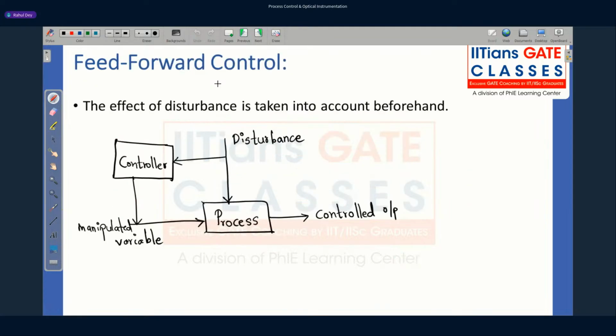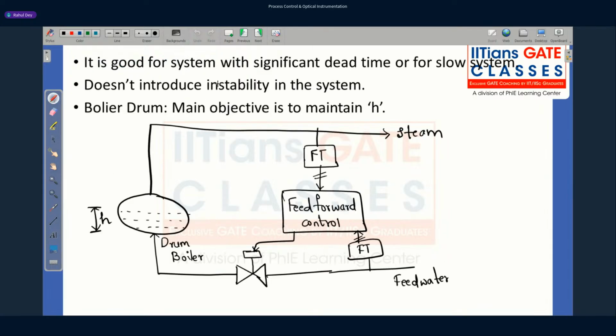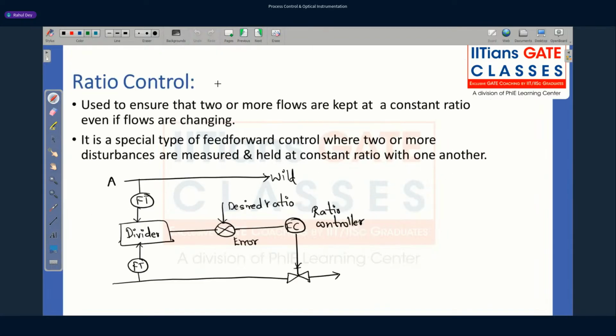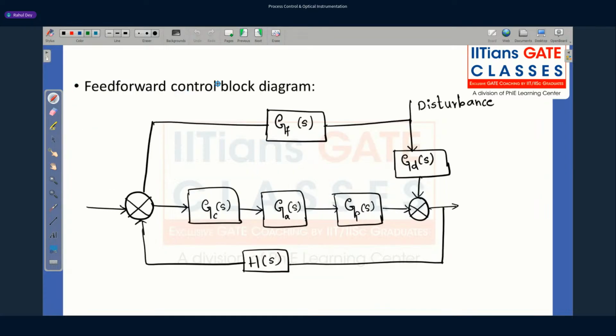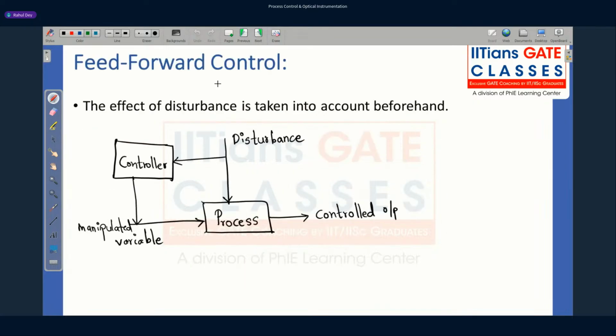Okay, fine. Next we have feed forward control, which we have already seen. What is feed forward control? As I explained to you, the effect of the disturbance is detected before it enters the process. My controller can take action before the disturbance has entered the process. That is what is known as feed forward control.